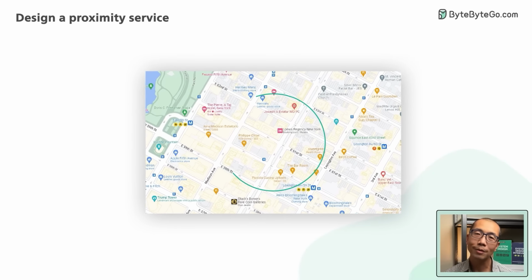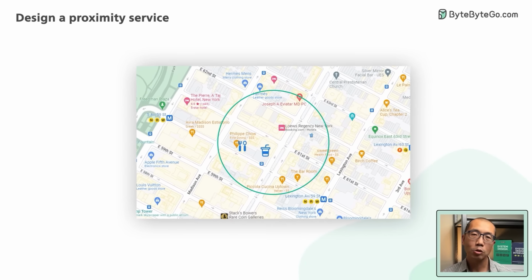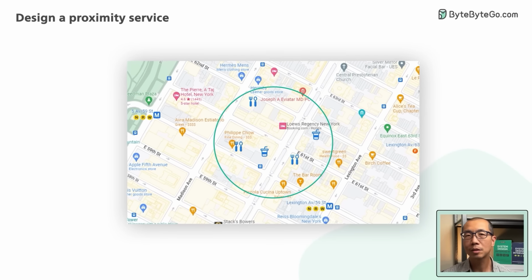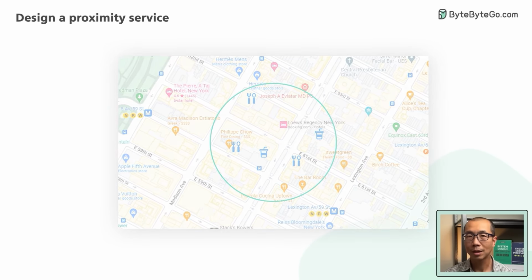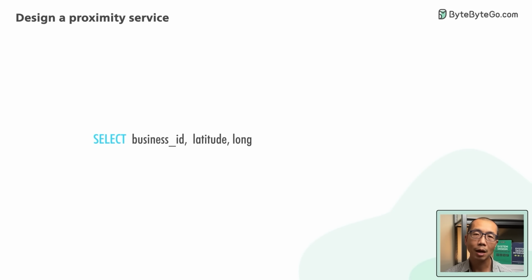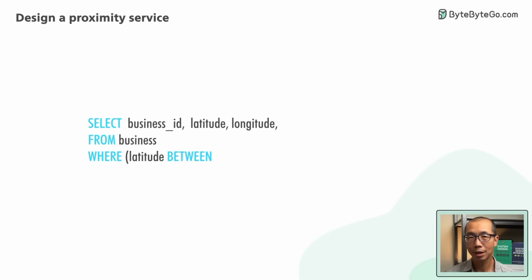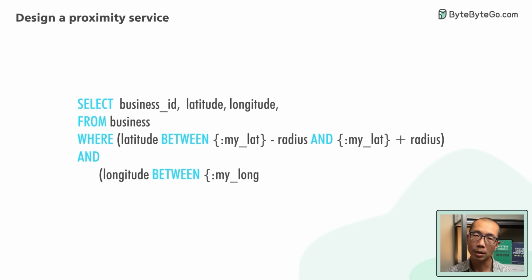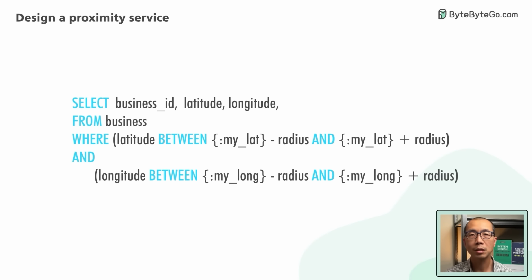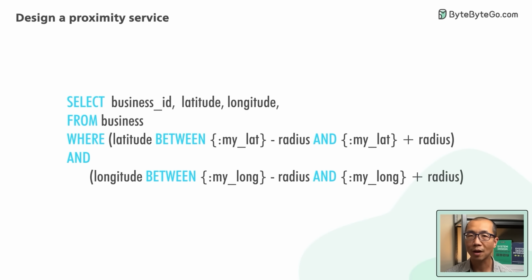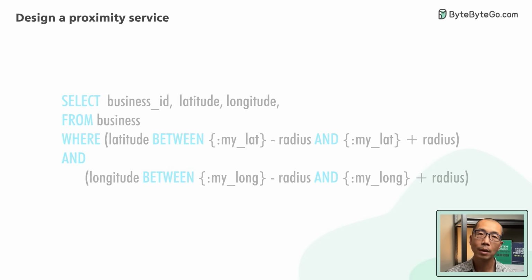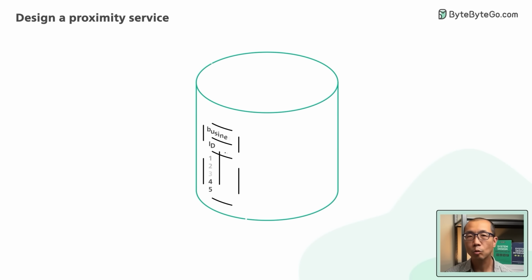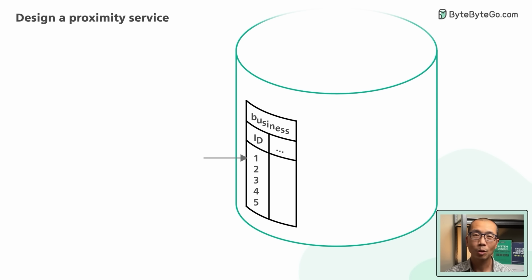The most intuitive but inefficient way is to draw a circle and find all the businesses within the circle. Now, this pseudo SQL query shows us how we'll implement something like this in a database. The where clause looks a bit complicated, but it basically finds all the businesses that are within the bounding box specified in the where clause. The thing that jumps out is that this query is not efficient. It requires a table scan. With 200 million entries, it is slow.